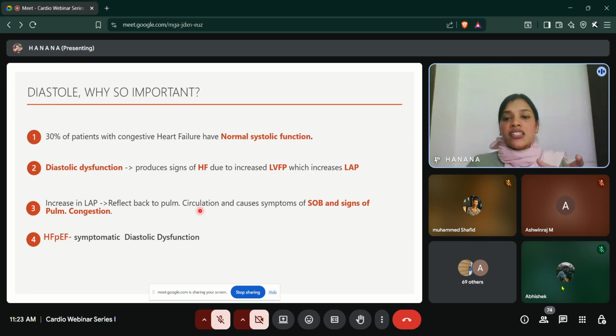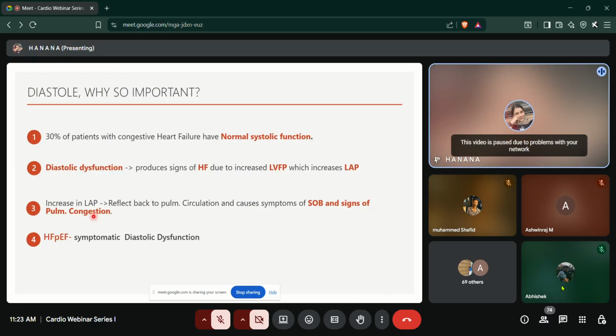So whatever the pressure happening at the left atrium is reflected back into the pulmonary circulation. Okay, so if the patient has increased left atrial pressure, it is immediately reflected back into the pulmonary circulation and causes symptoms like shortness of breath. If the lungs are affected, the patient immediately has dyspnea or shortness of breath and that kind of symptoms. So these are the signs of pulmonary congestion. So diastolic dysfunction becomes symptomatic like that. Okay, it reflects on the left ventricular filling pressure, then on the left atrial pressure, and it reflects back into the pulmonary circulation. That's how the patient develops the symptoms.